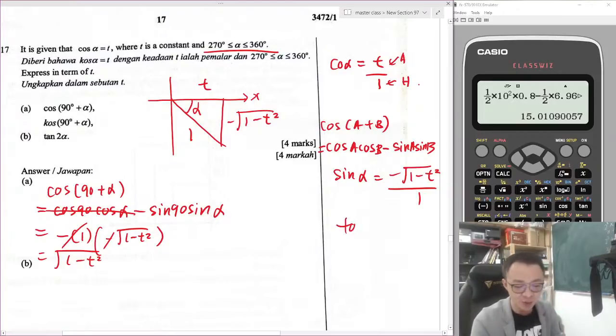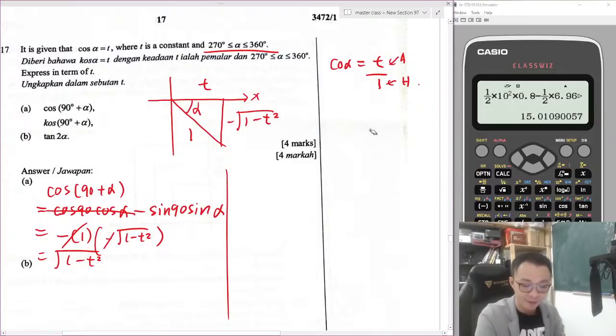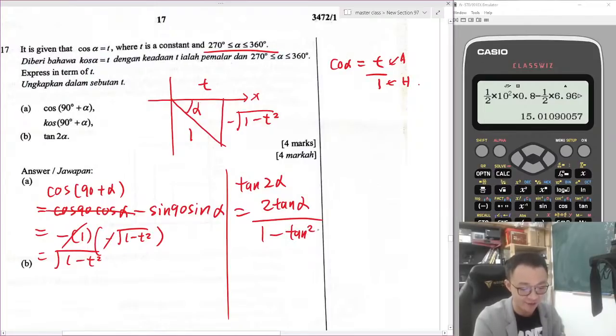For part B, tangent 2 alpha, we can straight away do it, okay? Not enough space for me, let me erase this one. So tangent 2 alpha equals 2 tangent alpha over 1 minus tangent squared alpha. Alright, so what we want to do is find tangent alpha. Tangent alpha is opposite over adjacent, right? Negative square root of 1 minus t squared over t.